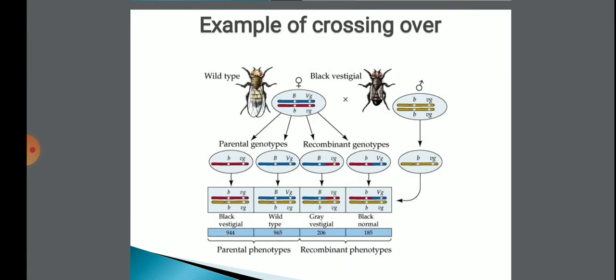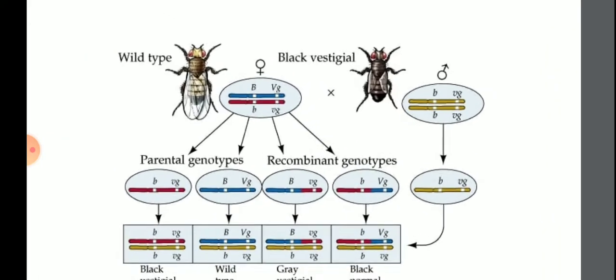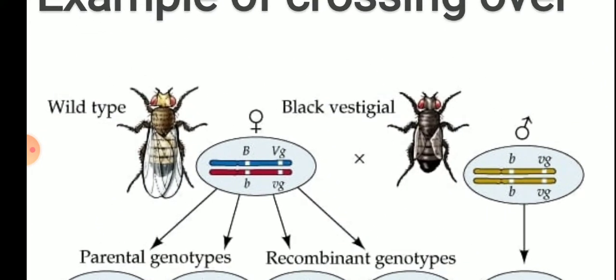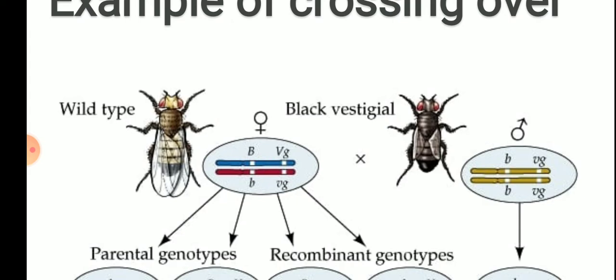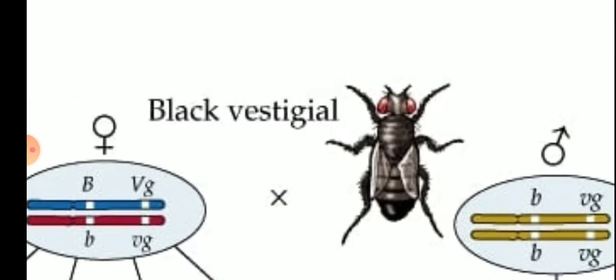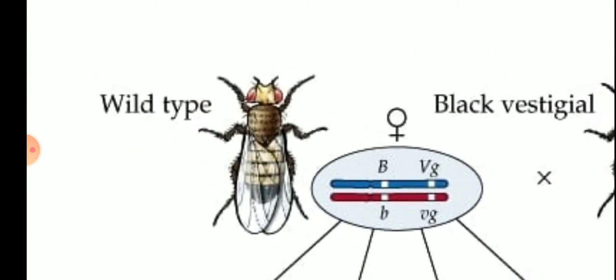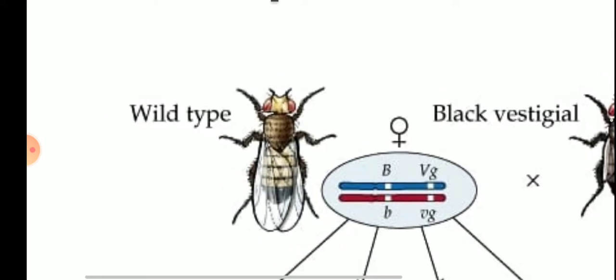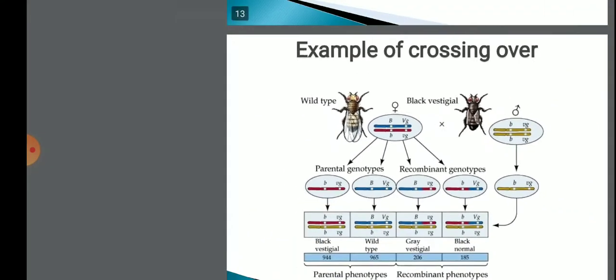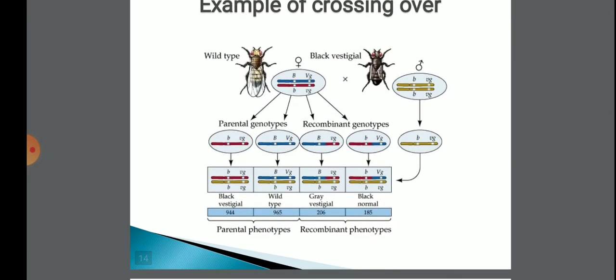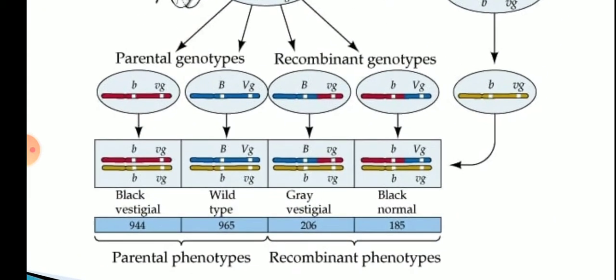Now, an example of crossing over. We are taking one more example in Drosophila, the fruit fly. Here we have taken 2 individuals. One is the dominating type, wild type, and the other has black body and vestigial wings. As you can see, both recessive characters are there in one, and in the other both dominating characters are there, that is red eye and normal wing. When they crossed between them, they got 4 types of offspring.